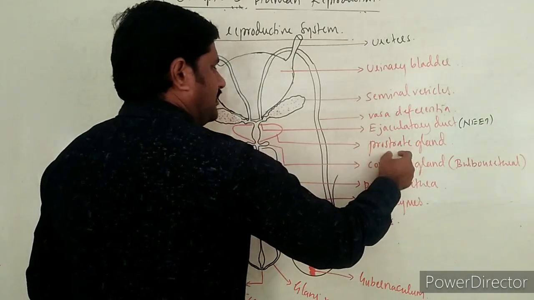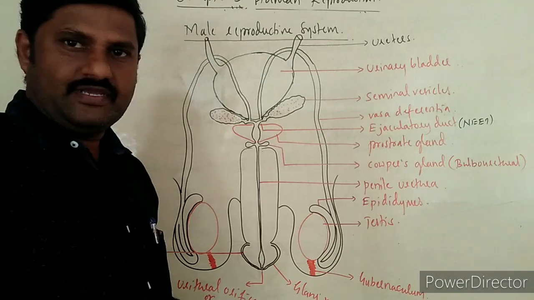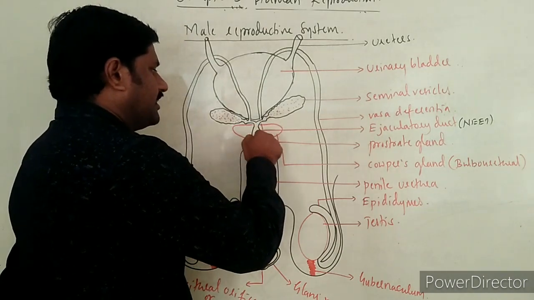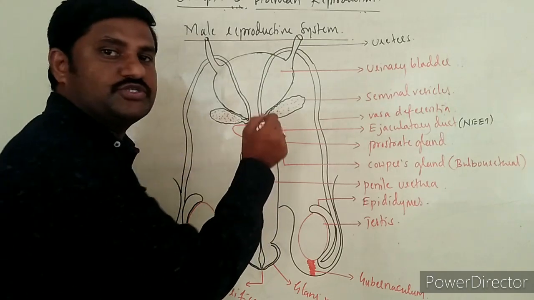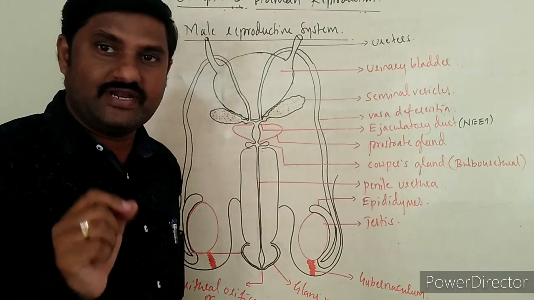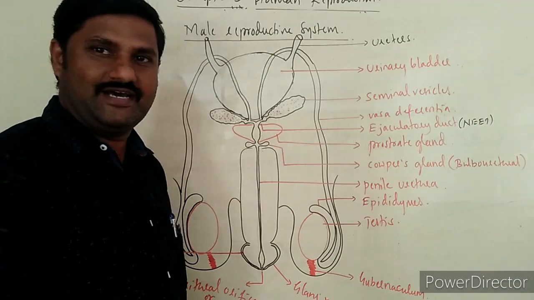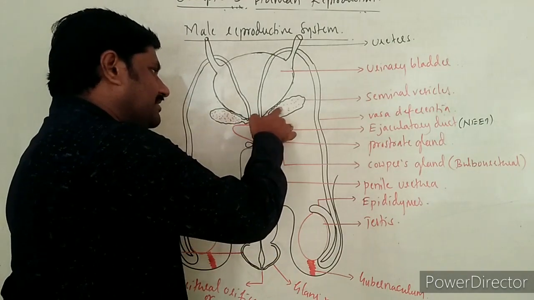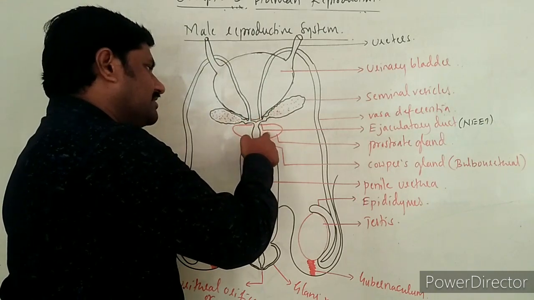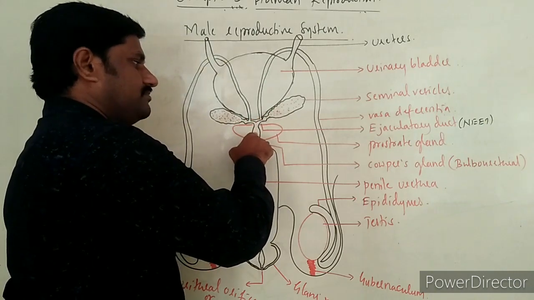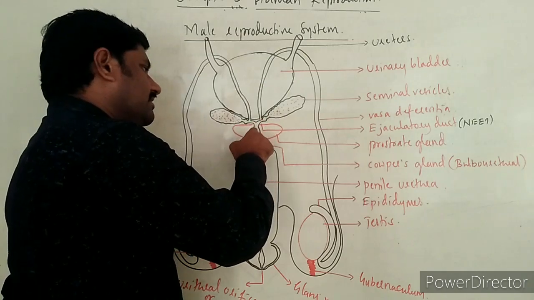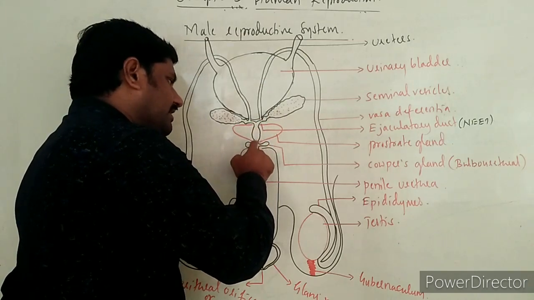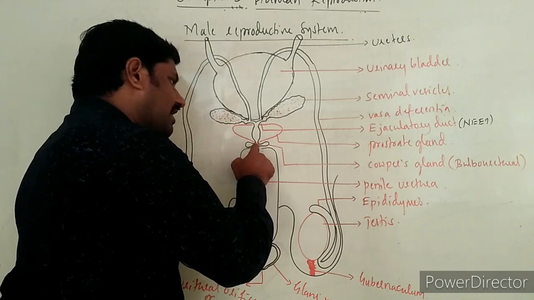What is this known as? Prostate gland. Now this urethra which is surrounded by the prostate gland is called the prostatic urethra. What is it known as? Prostatic urethra. So now the semen or the sperms, as well as the secretion of the seminal vesicle and the secretion of the prostate gland, lie inside the prostatic urethra, and later it goes to the next urethra.